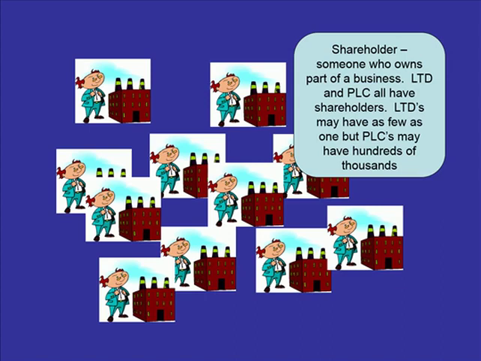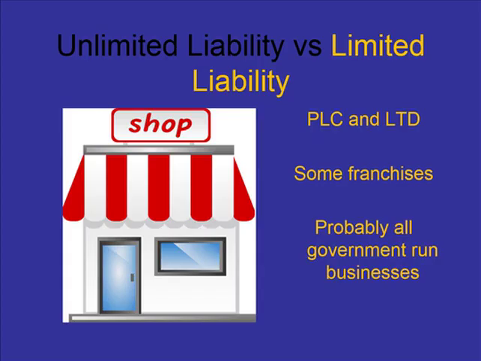And that's why you can get businesses which would have hundreds of thousands of shareholders, because the only thing they risk is the money they originally invest into the business. If the business ends up running up loads and loads of debts, there's not going to be bailiffs coming round to your house trying to repossess your car to help pay off those bills. And that's one of the reasons that we have limited liability. PLCs and LTDs are likely to have limited liability. That's what the L stands for in both of those acronyms.